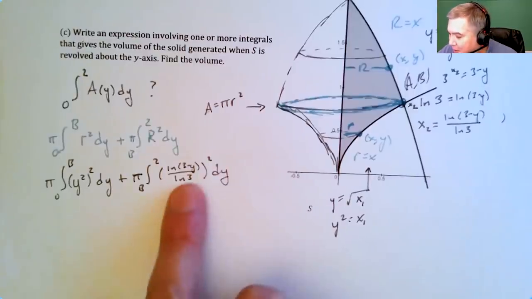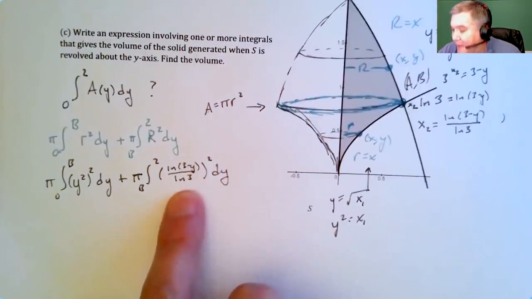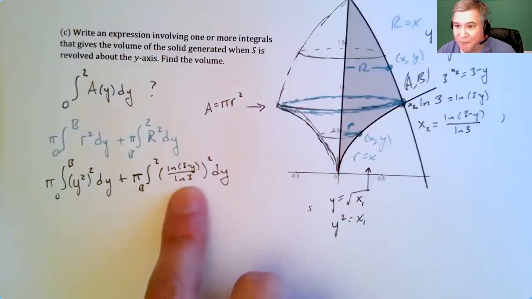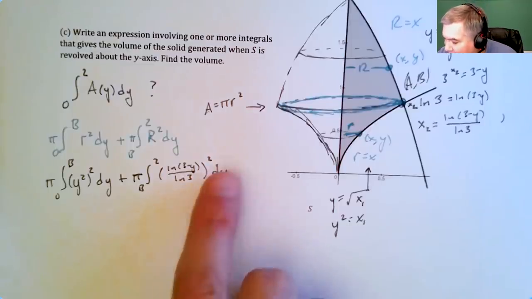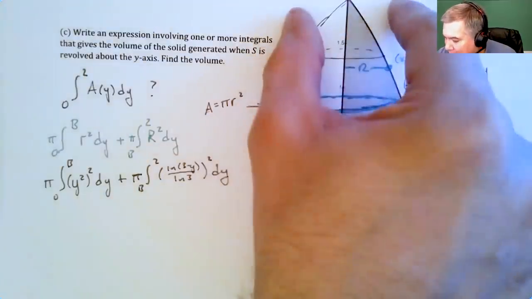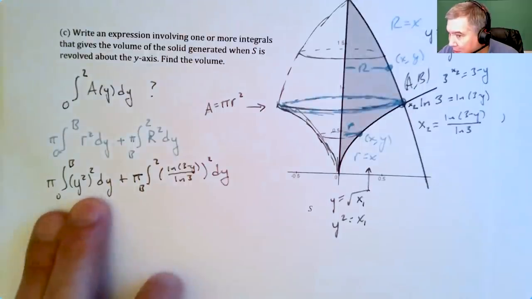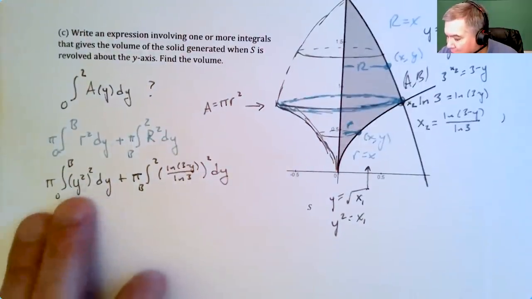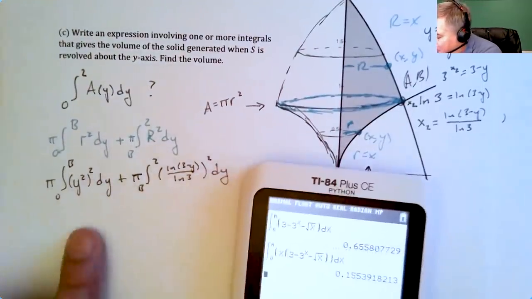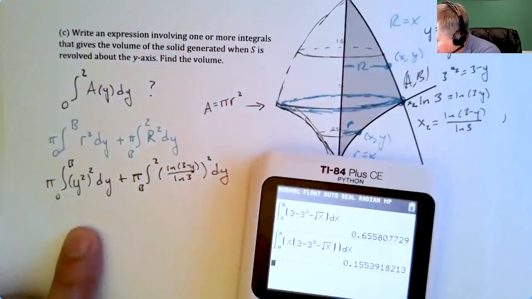Okay, so I'm inserting that log of 3 minus y over log 3, and again, you could write that as log base 3 of 3 minus y. That's just a change of base formula, if you've ever heard of that. Squared times pi. That's my pi r squared for the top half from b to 2. And then my pi r squared for the bottom half is y squared squared. When I go to the calculator, I'm going to interpret all of those as x's.